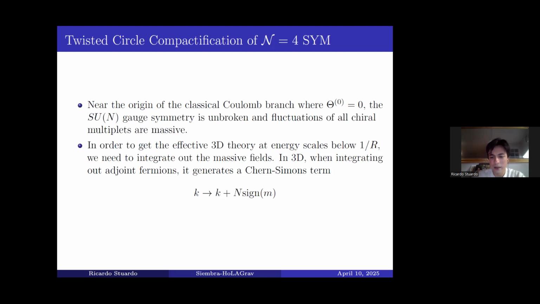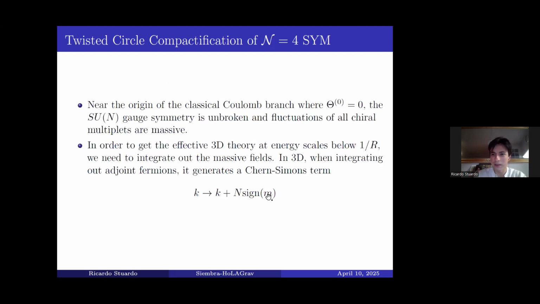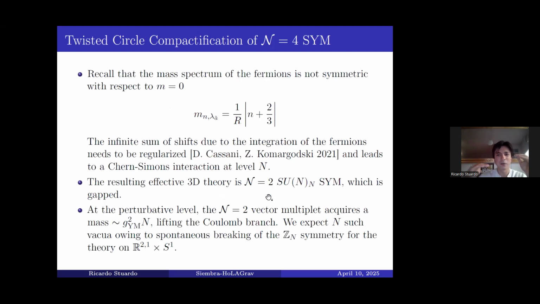But okay, so we need to take care of this. Remember that the mass spectrum of the fermions that we have is not symmetric with respect to n equals 0. But you could say, "But Ricardo, it doesn't depend on the mass, it depends on the sign of the mass. So if you have one positive, you also have one negative, they should cancel out. So in the end, there should be no contribution."